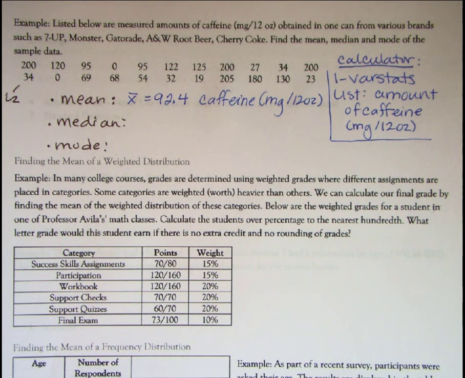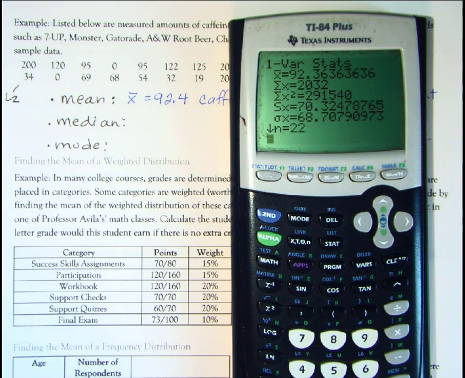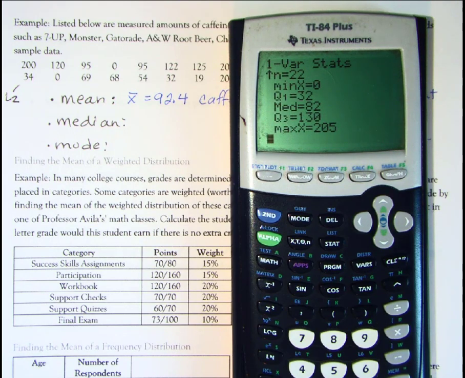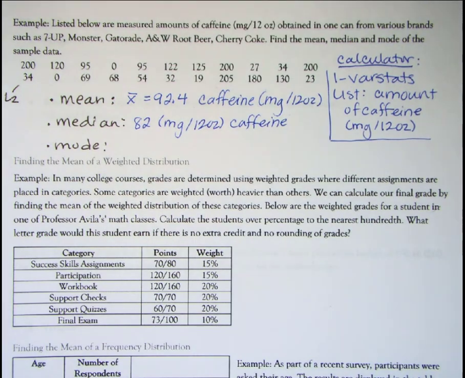Now I can find my median. My median is part of my 5-number summary. I need to use my down arrow to scroll through and find my median value. On my screen, I can see that the median is 82. This 82 represents 82 milligrams per 12 ounces of caffeine. Again, remember there is no rounding rule, so I'm just going to use 82 exactly the way I see it.